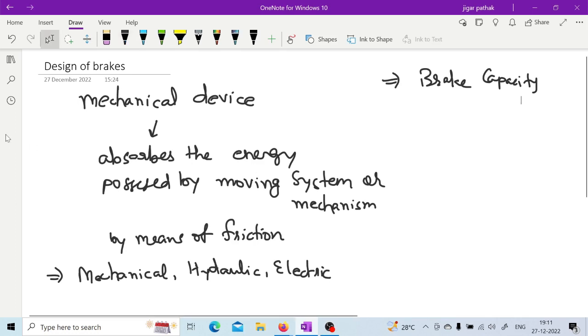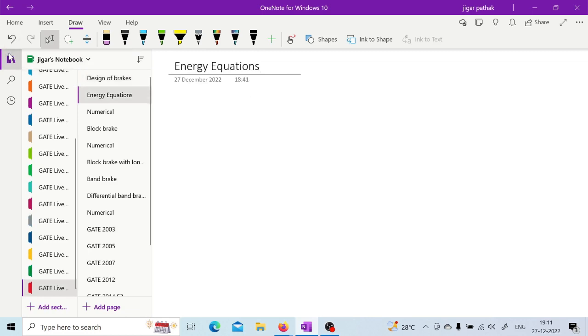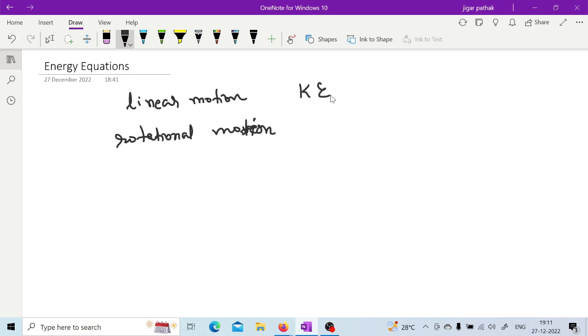Now if we think about the energy equations, as we know, for linear motion as well as rotational motion, we have kinetic energy in both cases given by these equations respectively: 1/2 mv² as well as 1/2 Iω².